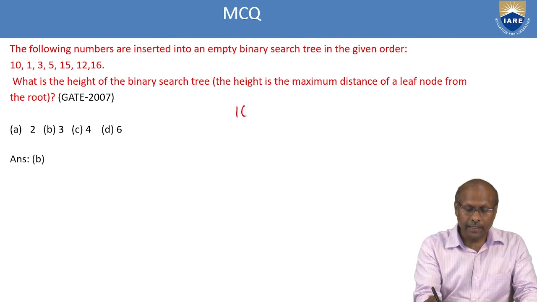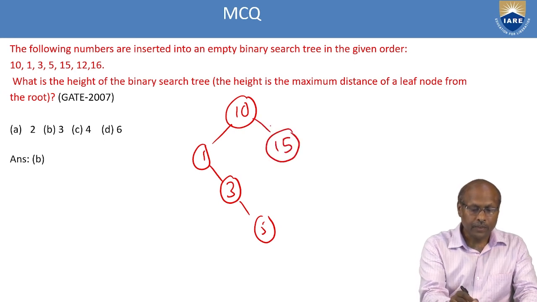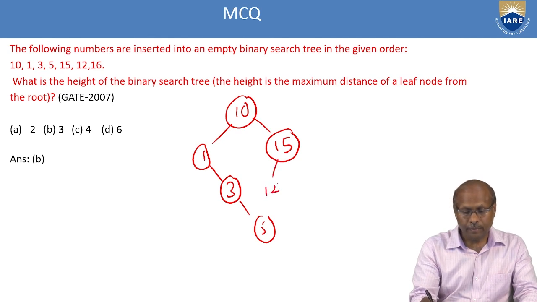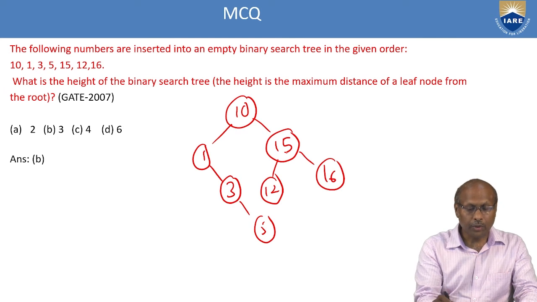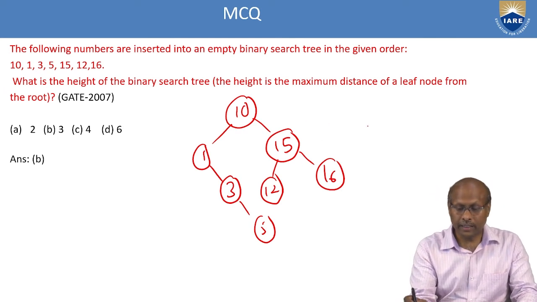Now, 10 is my root, 1 is on the left side, 3 is right of 1, and 5 is right of 3. 15 is right of 10, and 12 is 10's right but 15's left, and 16 is 15's right. So now the question is, what is the height of the binary search tree?